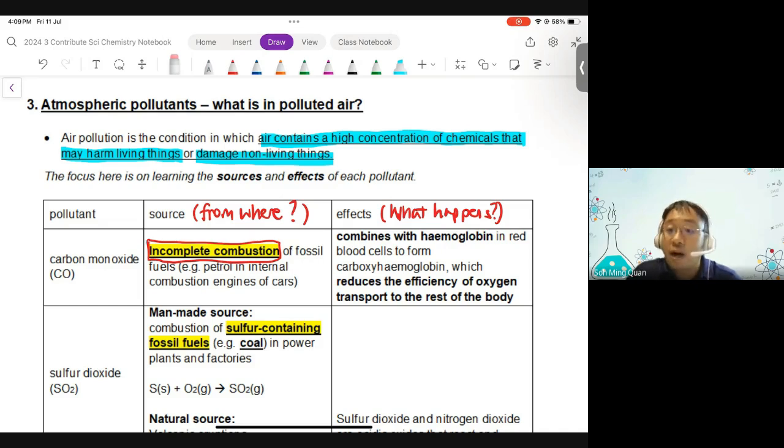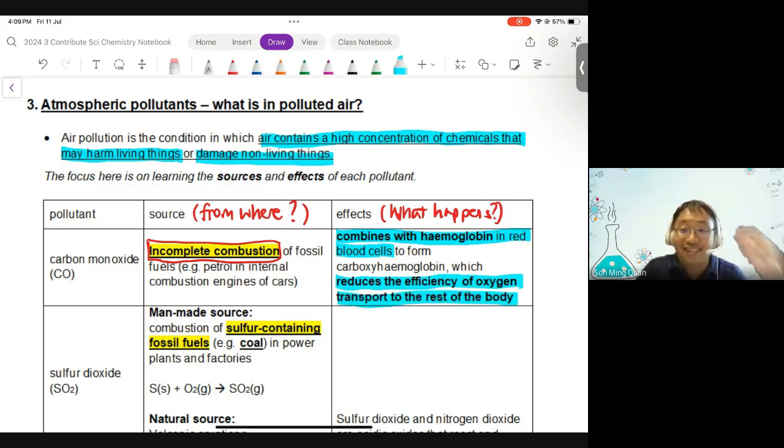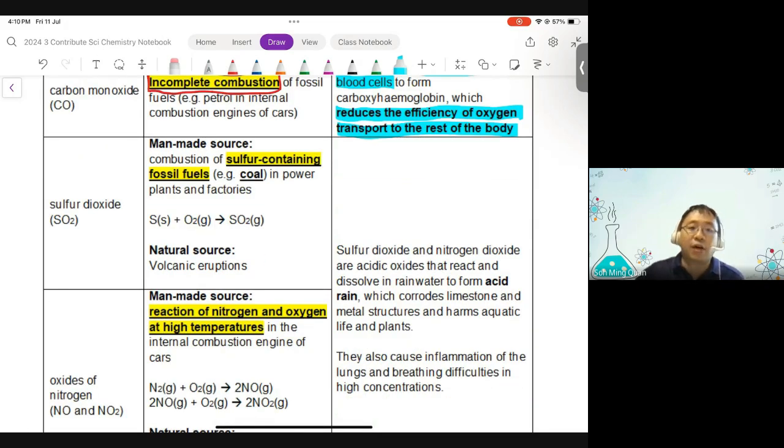Now, carbon monoxide is actually very, very harmful because it's able to combine with hemoglobin inside our red blood cells. Hemoglobin's main function is to bind to oxygen and transport oxygen around the body. If carbon monoxide were to bind to hemoglobin instead of oxygen, this reduces the amount of oxygen transported to the rest of the human body. So, this could potentially cause the cells and organs in our body to lack oxygen. If the cells were to lack oxygen, the cells will die, and that leads to organ failure eventually. So, carbon monoxide is associated with binding with hemoglobin, and because of this, it reduces the efficiency of oxygen transport around the body.